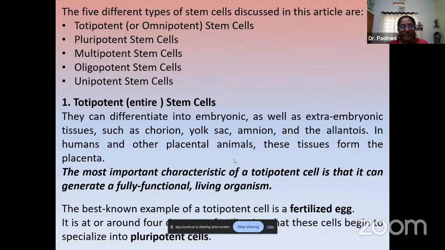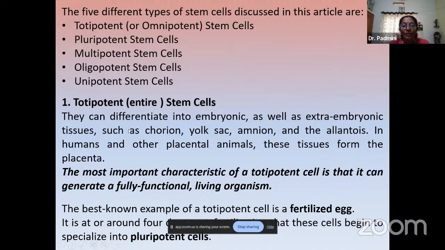So we're going to talk about this. When you talk about totipotent or omni, it covers all varieties of cells that can be formed. That's called totipotent stem cells. So this can be differentiated into embryonic as well as extra embryonic tissue.